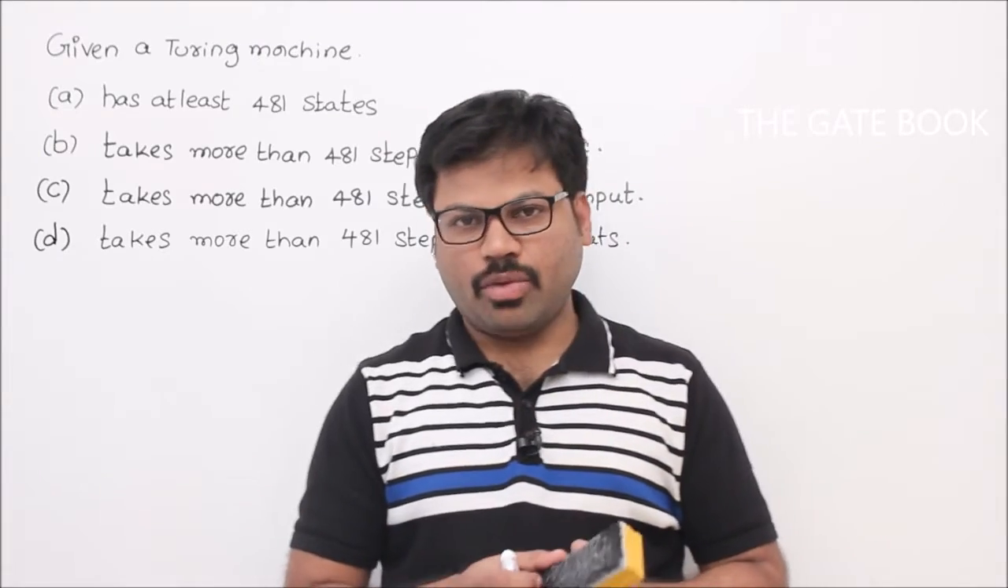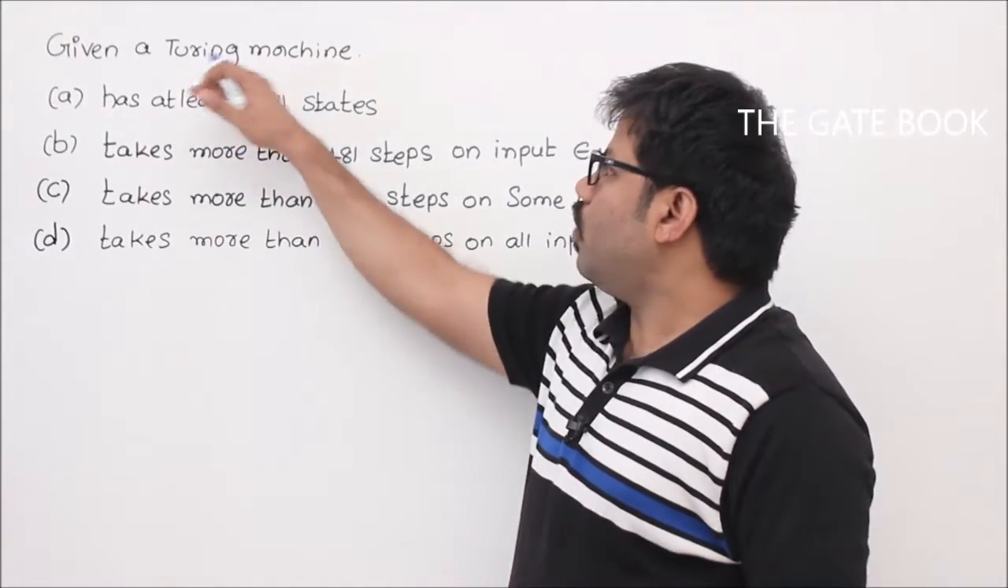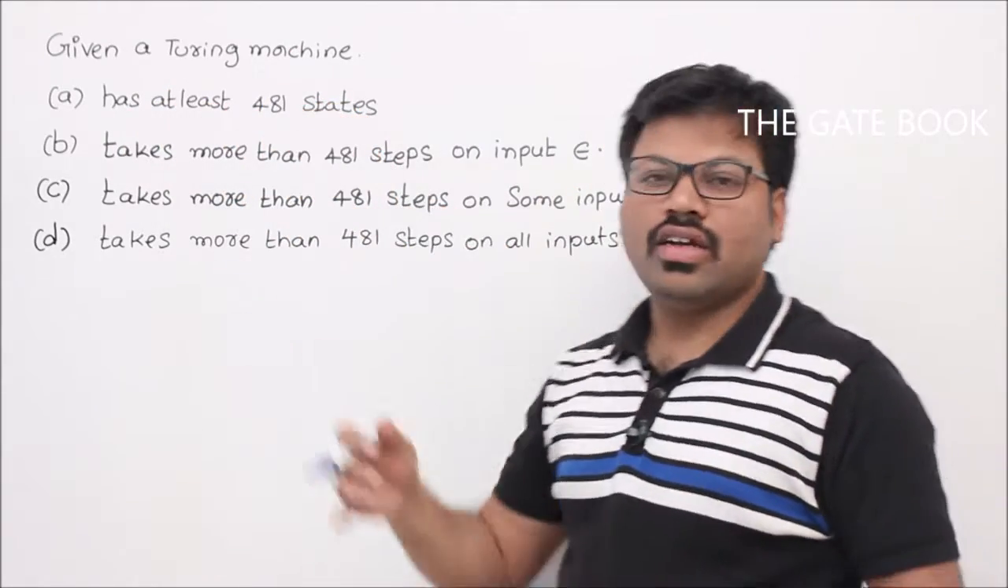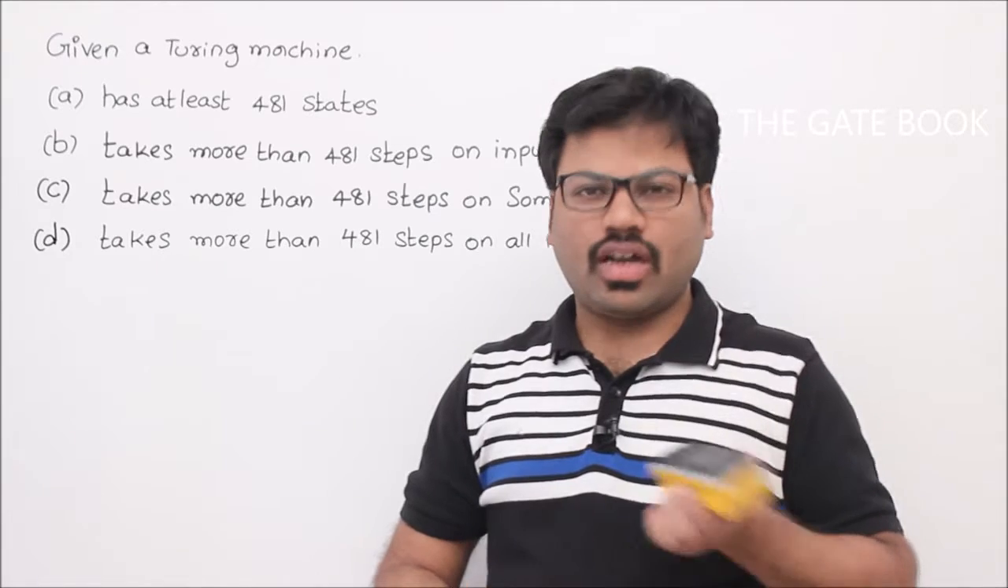Now we will solve some decidability problems. Given a Turing machine which has at least 481 states, is it decidable or not? Sir, what is the meaning of decidable or undecidable?